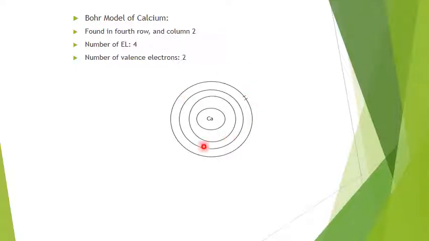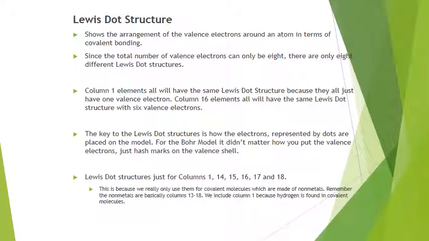There you go. It's that simple. All right, Lewis dot structure. What we're going to do is look at just the valence electrons and how they're arranged in the atom. So that's going to be key: look at the arrangement.